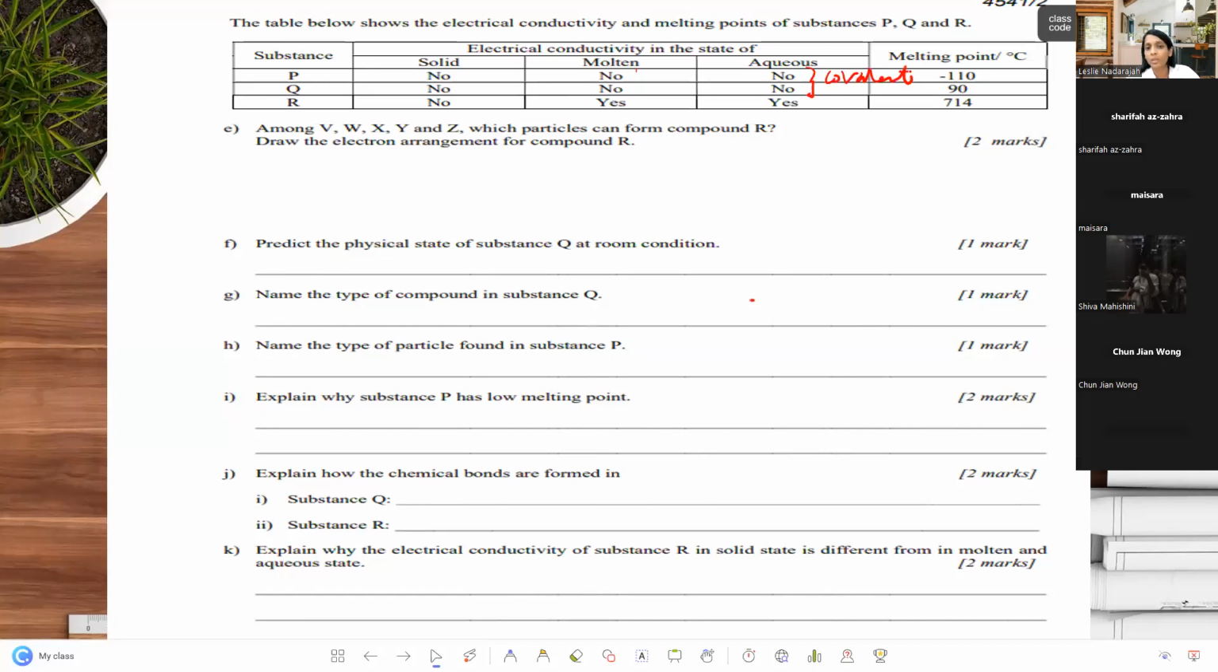Now look at R. My R can conduct electricity in an aqueous state, right? And also a molten state. What do you think is my compound R?